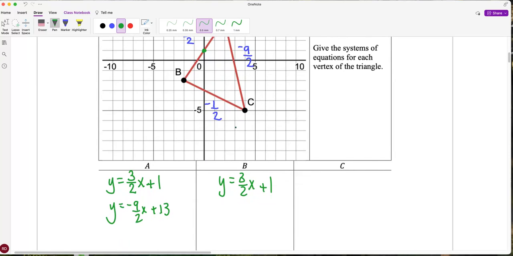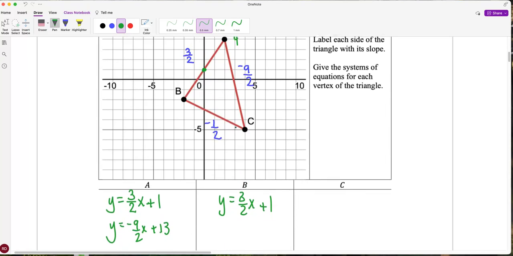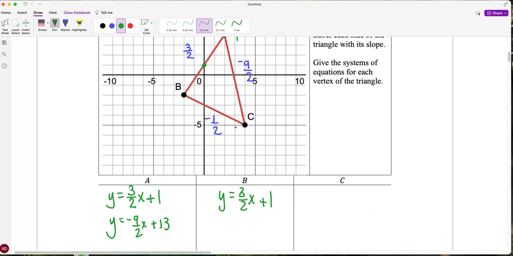Now let's look at point B. Point B will be the same line that I've already used, plus the other one down here with the slope of minus 1/2 that has the y-intercept of negative 3. So y equals negative 1/2 x minus 3. Point C is going to be reusing two lines that I already know. Okay, so it's going to be the line with slope negative 9/2 and the line I just did with slope negative 1/2.